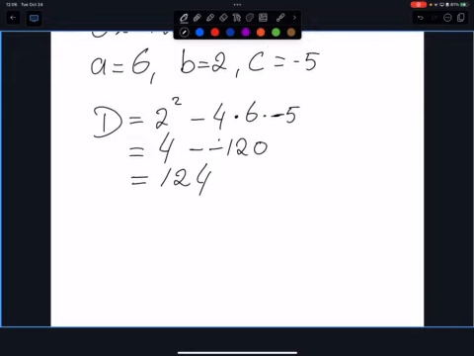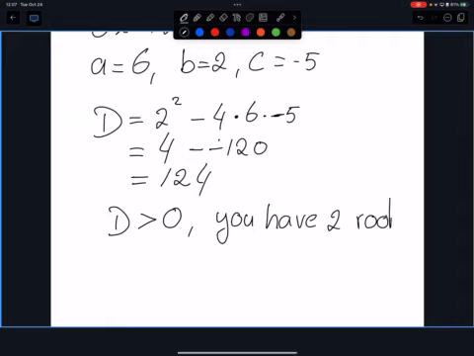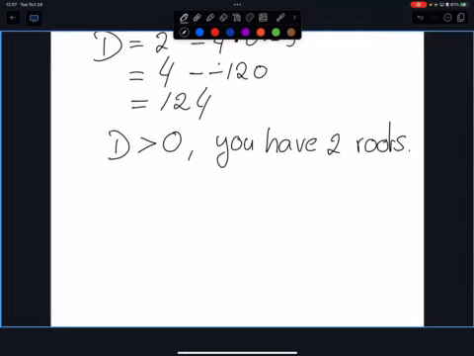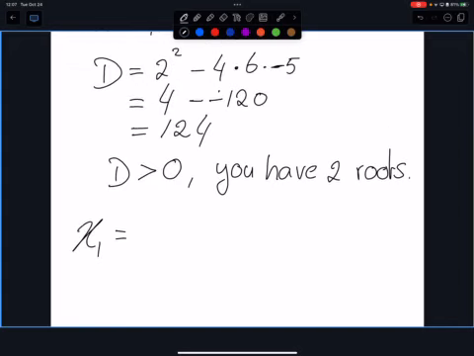Now, if my discriminant is greater than 0, you have two roots. Two roots meaning you have two answers. Then what do you do next? The first answer, x1. x1 equals what? Negative b, you add the square root of the discriminant, divided by 2 multiplied by a.